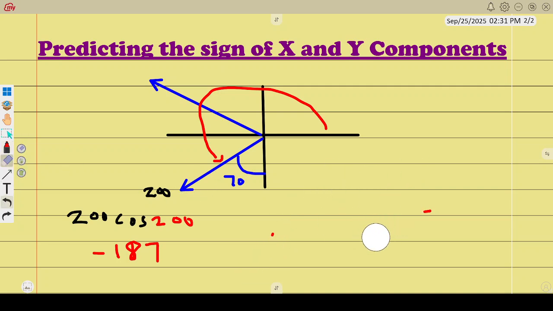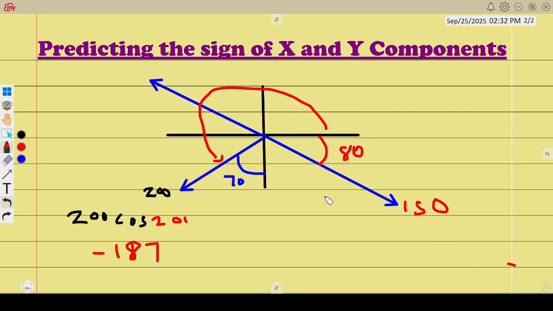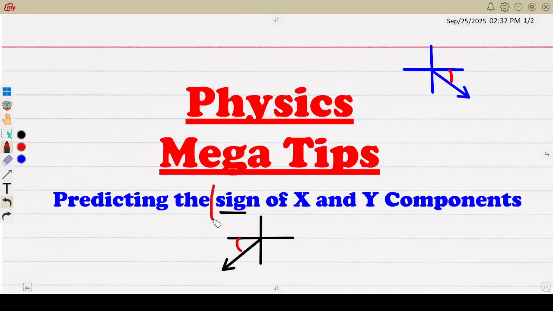And then also in the last one, whenever we have a vector going like this, in such a case, the x component will be positive because we're going to the right, but the y component will be negative. So you can try this. Let's say this is 80 and then we have a 150. Find the y component, you find the negative because we're going down. If you find the x component, it will be positive. I hope you've gotten how to predict the sign.